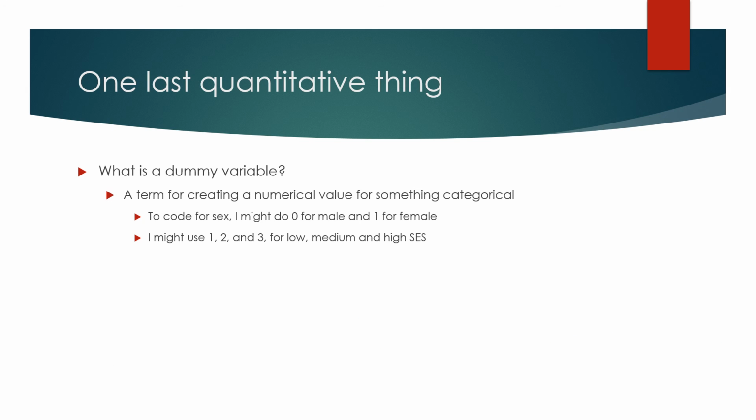And one last quantitative thing that I wanted to make sure was clear, just because I don't remember if we called this a dummy variable before. We have encountered this before when we're thinking about regressions and things like that, but often you will see this called a dummy variable, and that is just a term for when they are creating a numerical value for something categorical. So we've seen this before.